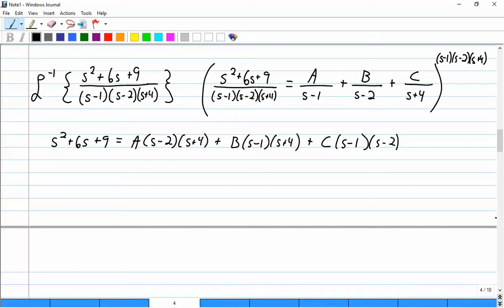I don't know that I've showed you the shortcut method. Maybe I did once or twice, but normally I don't use this method because it doesn't always work. It doesn't work if we have repeated factors.